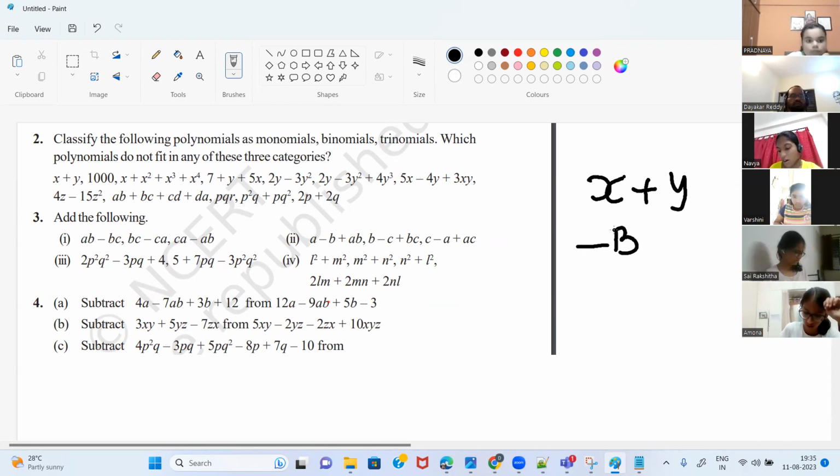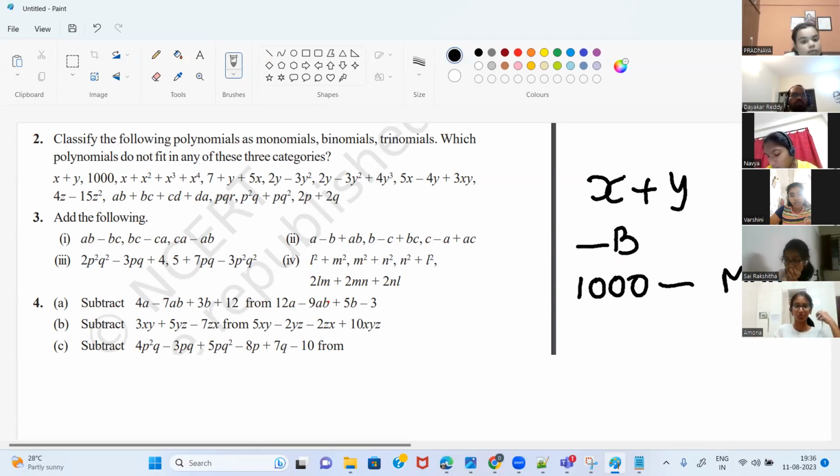Next. 1000, how many terms are there here? Only one, so it is a monomial. Next one, try to solve.